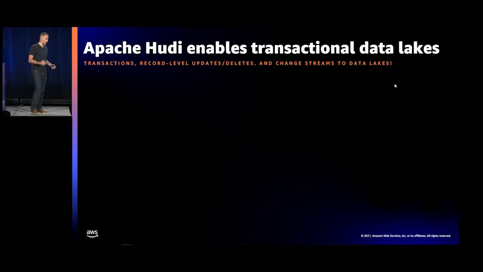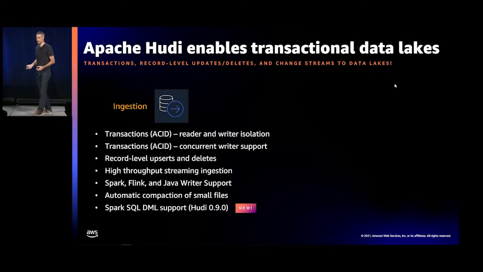So this is where Apache Hudi can help. It's an open source file format that enables transactional data lakes, and it's natively supported in EMR. So on the ingestion, it provides ACID transactions, record-level upsert and delete, high-throughput ingestion, and automatic compaction of small files. It's also integrated with the most popular frameworks for streaming, Spark and Flink. And in the latest version available on EMR, Hudi 0.9, you also have support for Spark SQL DML.